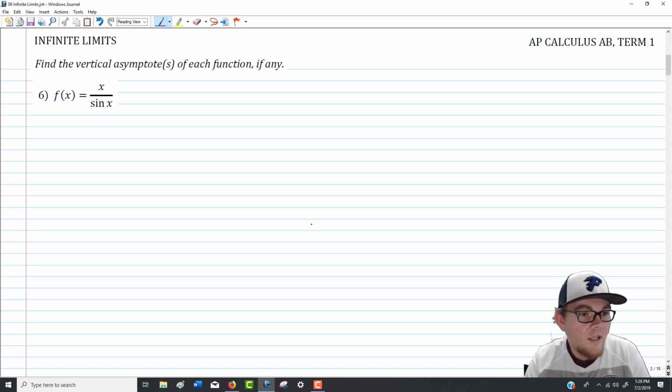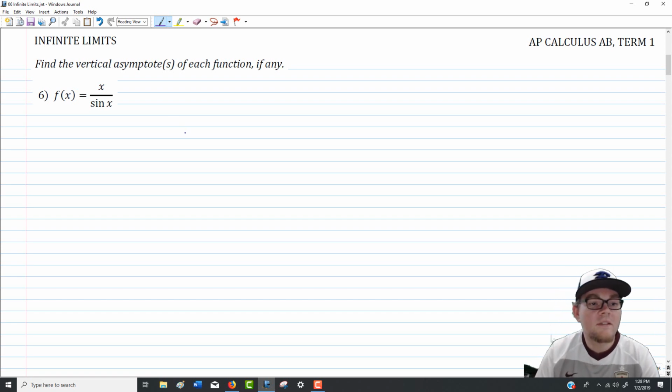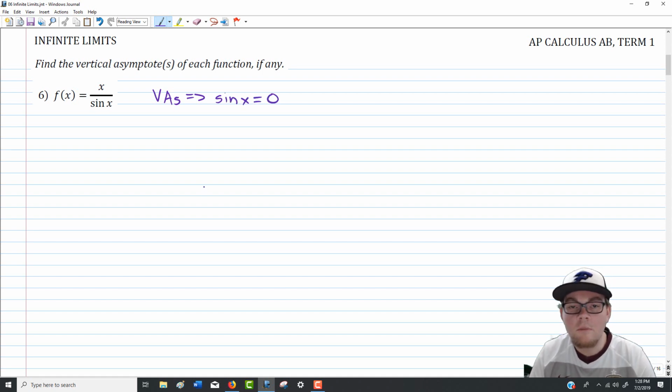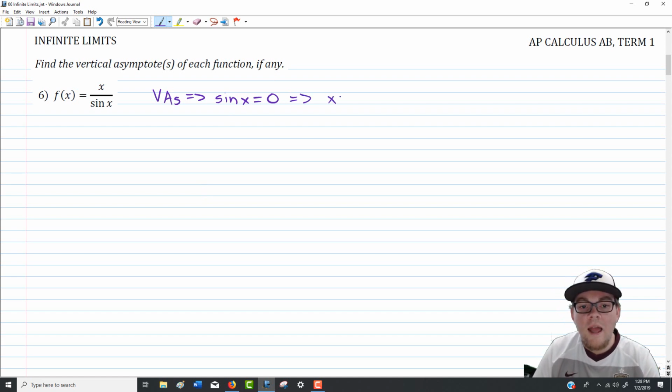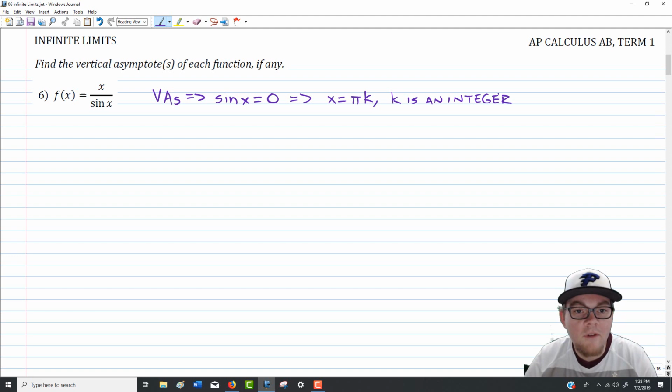The function in question is a ratio of a linear function, y equals x, and a trigonometric function, y equals sine x. So in this case, when we're looking for vertical asymptotes, our typical focus means that we look at where the denominator, which in this case is sine of x, is equal to 0. That's always our focus. Now sine of x is equal to 0 at x equals pi k, where k is an integer. In fact, we've done a problem like this before, so nothing particularly wild about it. In fact, I'm hoping you still remember that very thing.